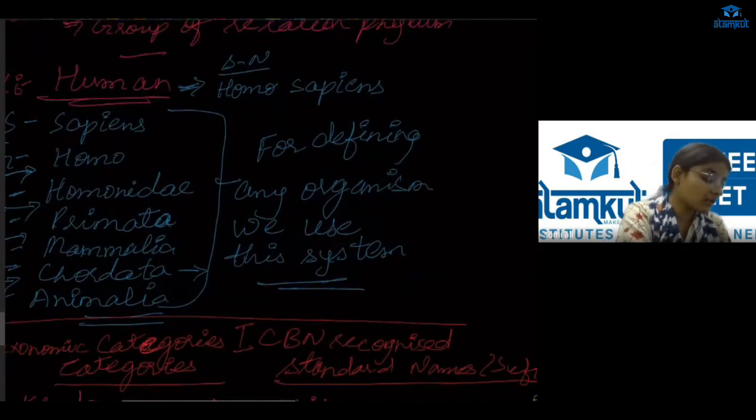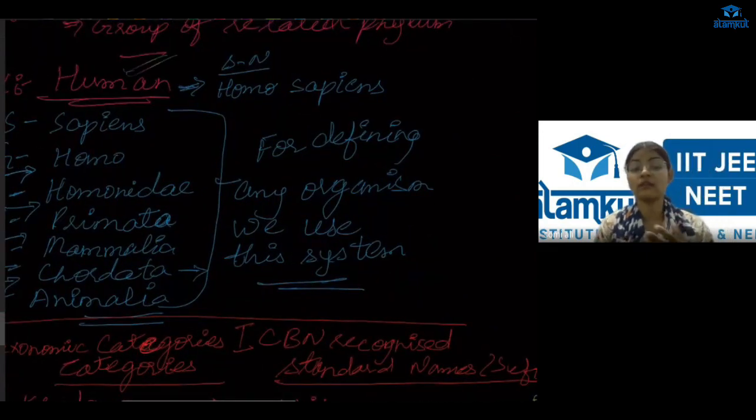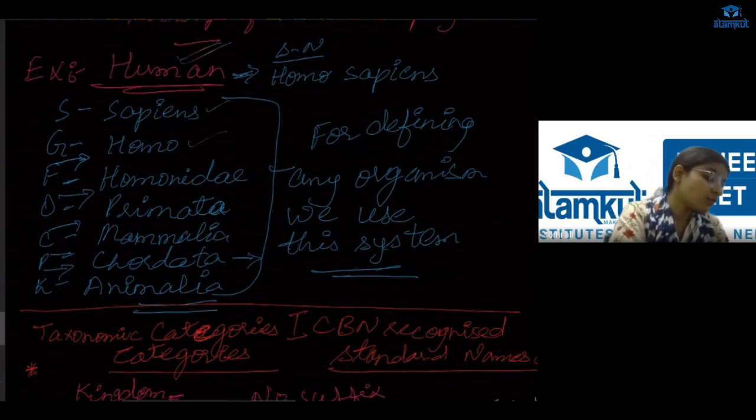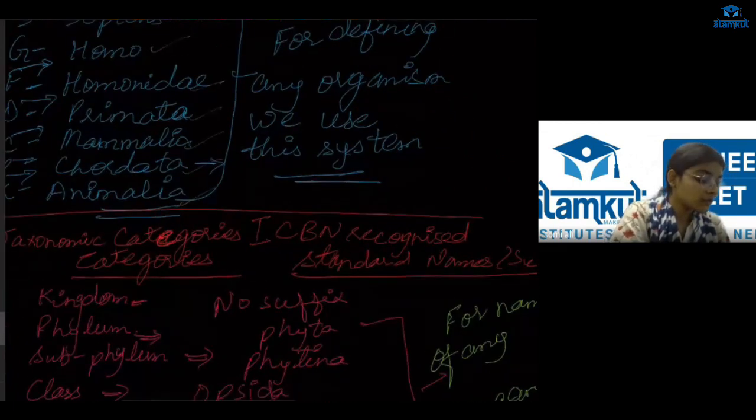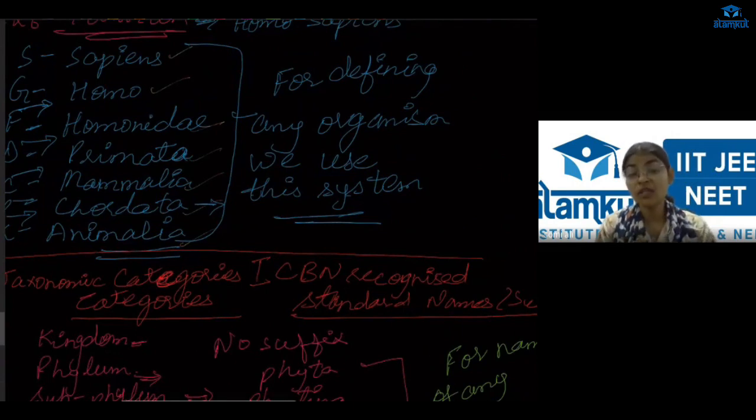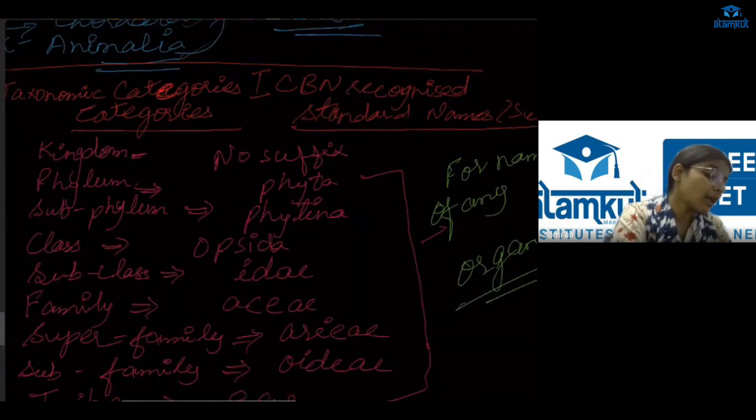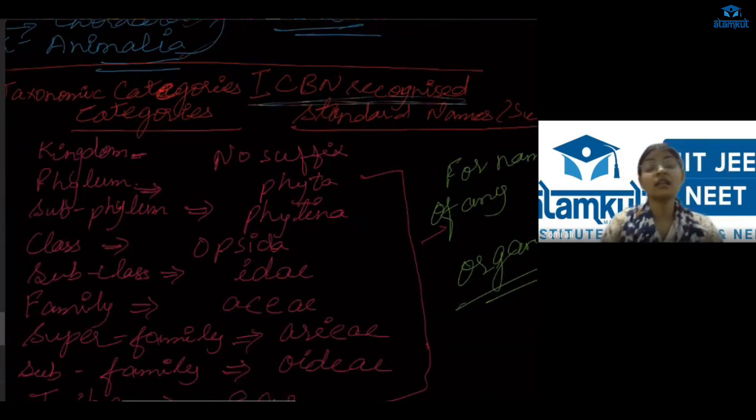Again, the same, a different kind of example to explain the taxonomical hierarchy. And this is the example of Homo sapiens, that is humans. Sapiens, which is a species, then genus is Homo, family is Hominidae, order is Primata, class is Mammalia, then Chordata, and then Animalia. Any organism, see, we are using this system only for defining any kind of organism. So this is the most famous and most useful taxonomical method for classification of any kind of organism present on Earth. Now, this is given by ICBN, means International.